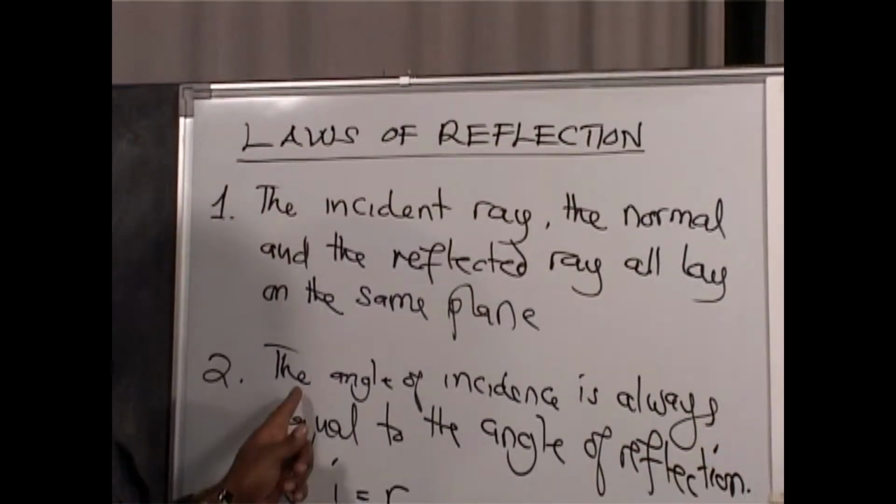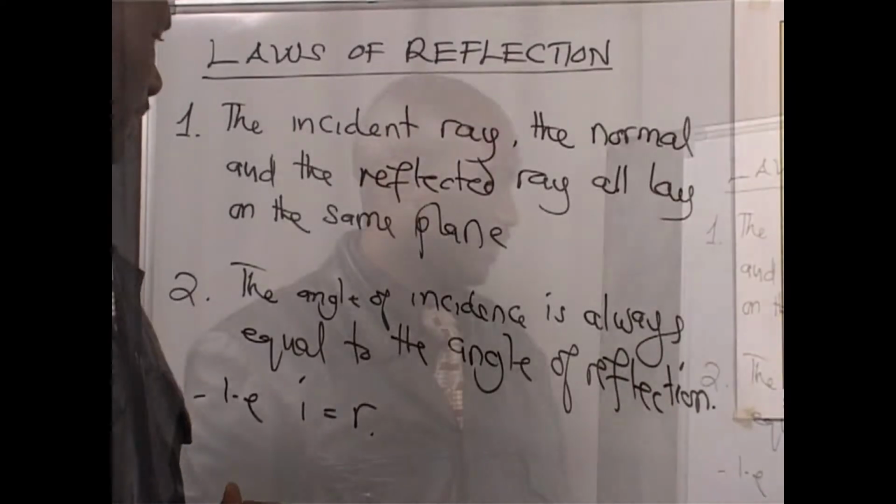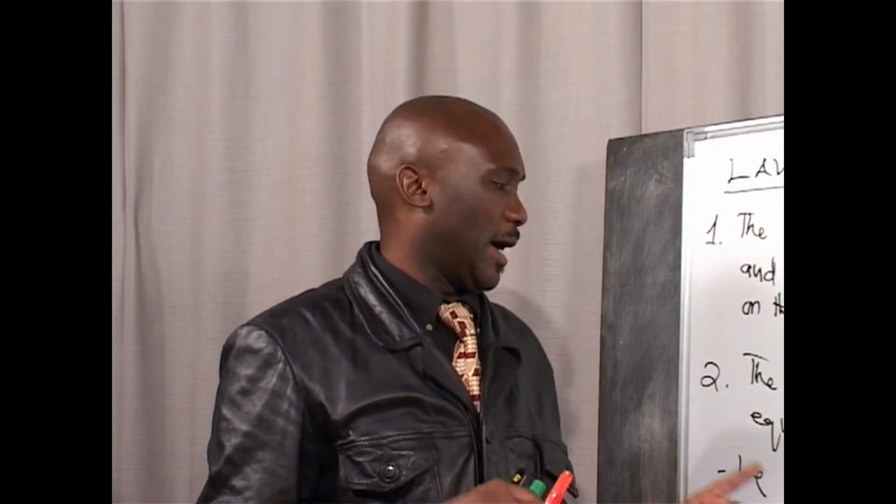The second law says that the angle of incidence is always equal to the angle of reflection. That means angle I is always equal to angle R at the point of incidence.